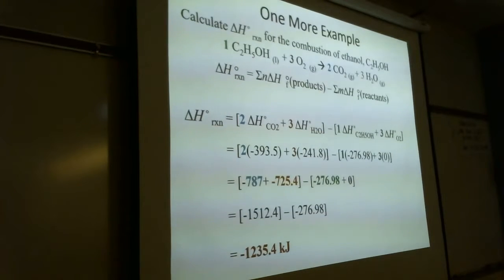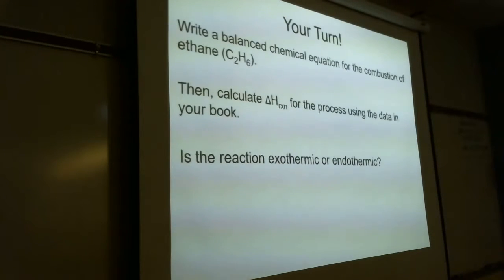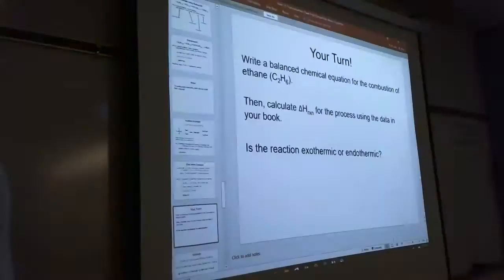Does a value of negative 1,200 make sense for combustion? Would you expect combustion to be largely exothermic? Yes, you would. Okay, why don't you try combustion of ethane, which is C2H6, and then calculate delta H for that one. Let's see what we have.